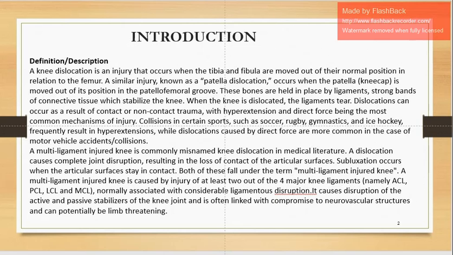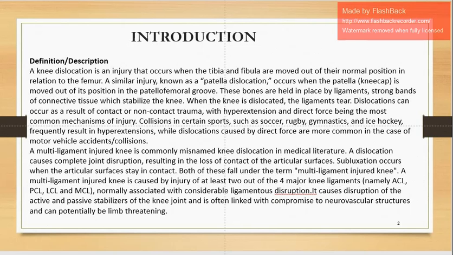The bones of the knee joint are held in place by the ligaments, strong bands of connective tissue, and retinaculums, which stabilize the knee. So when the knee is dislocated, the ligaments tear. Dislocations can occur as a result of contact or non-contact trauma, with hyperextension and direct force being the most common mechanisms of injury. Collisions in sports such as soccer, rugby, gymnastics, and ice hockey frequently result in hyperextensions, and dislocations caused by direct force are more common in motor vehicle accidents and collisions also.